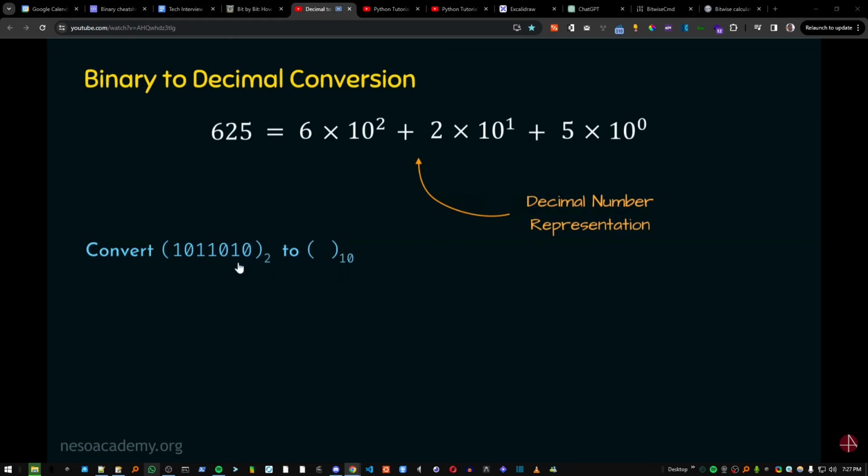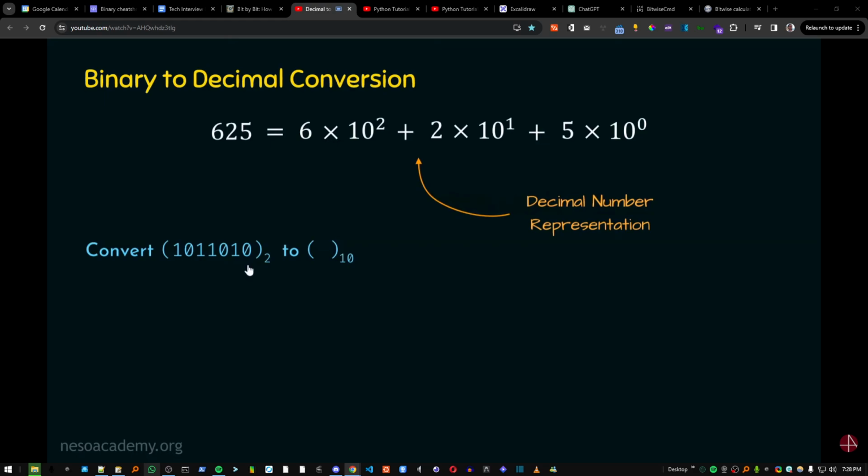In order to obtain the equivalent decimal number of this binary number, we need to multiply each digit of this number by its positional weight. The positional weight of each digit of a binary number is of the form 2 to the power n, where n represents the position of a specific digit. Here the position of this digit 0 is 0. Position of this digit 1 is 1. Position of this digit 0 is 2. Position of this digit 1 is 3. So in this way we can obtain the position of each digit.